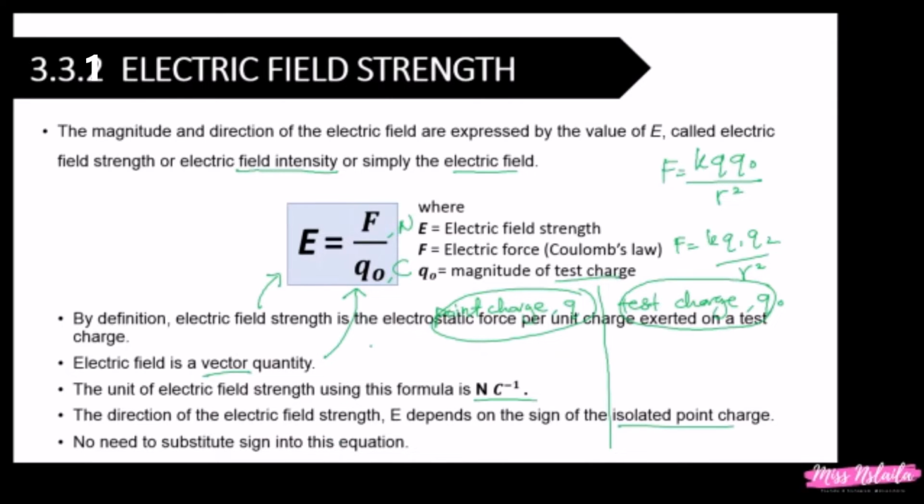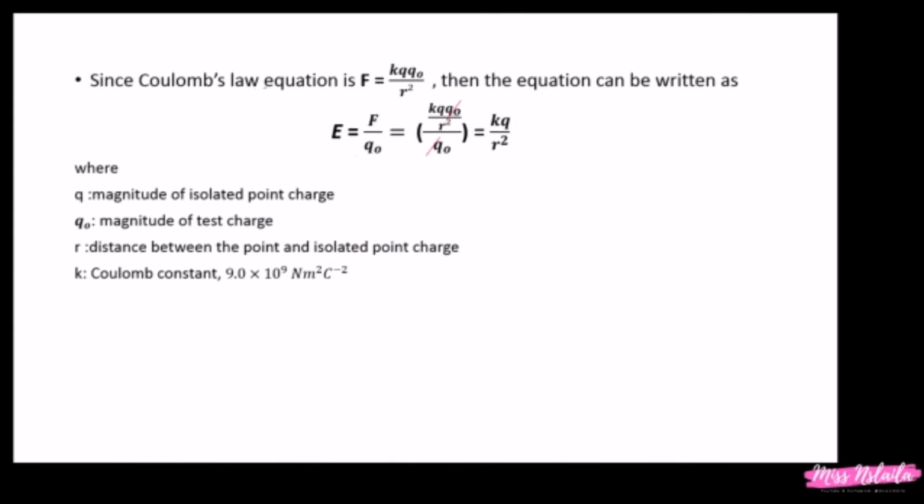Since Coulomb's law equation is F equal to KQ Q naught over R square, then the equation can be written as E equal to F over Q naught. You can substitute F with KQ Q naught over R square. Or if you want to use K, Q1, Q2 over R square, that is also fine. Make Q2 the test charge, equal to Q naught, and you can cancel them out. Equal to KQ over R square.